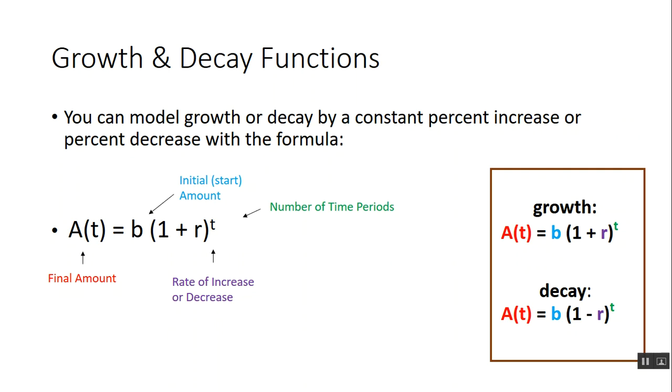So for growth and decay functions, you can model growth or decay by a constant percent increase or percent decrease with these formulas. This part right here represents the final amount. B is my initial or starting amount, and then I do 1. If it's a growth, I'm going to do the plus. R is my rate, and T is my time. Notice if it's decay, I put the minus there. This arrow should also be going more towards the R. There we go.